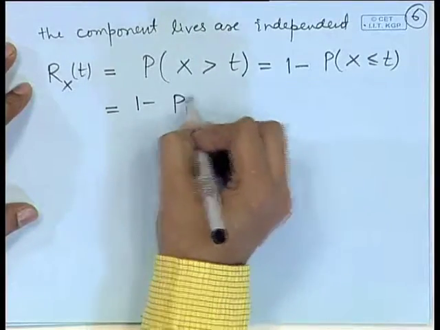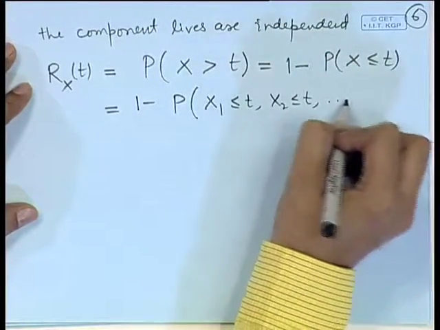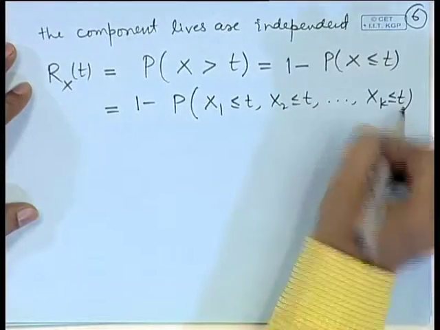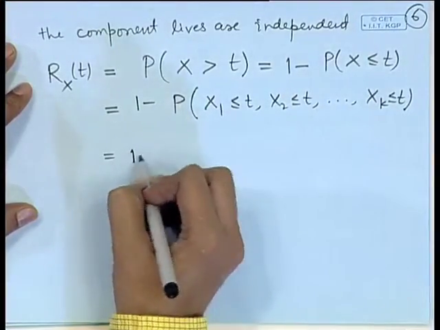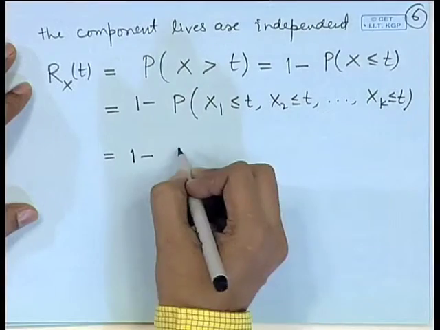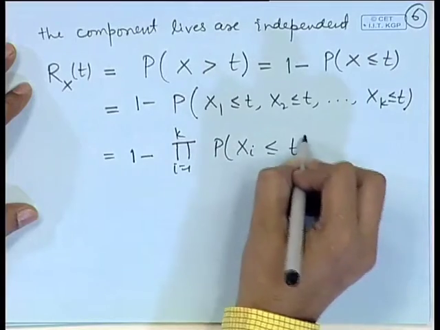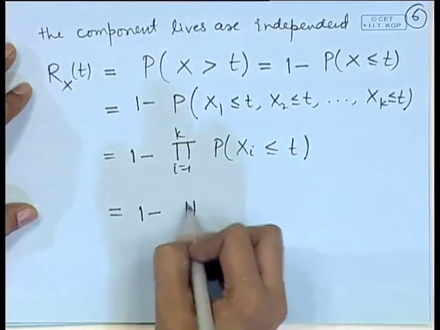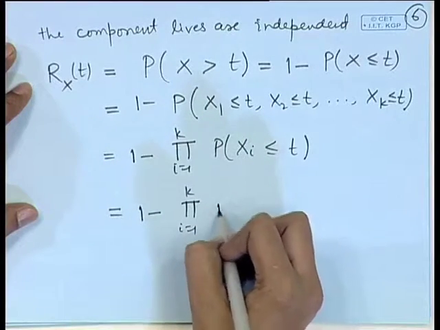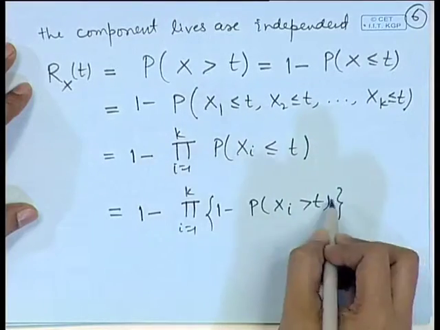Now, the system will fail before time t if each of the components fails. That means, it is equal to probability of x 1 less than or equal to t, x 2 less than or equal to t, and x k less than or equal to t. This is equal to 1 minus. Now, once again we can make use of the independence of the lives of the individual components. So, it becomes the product of the probabilities of x i less than or equal to t, which is nothing but 1 minus probability of x i greater than t. Now, this is nothing but the R i.